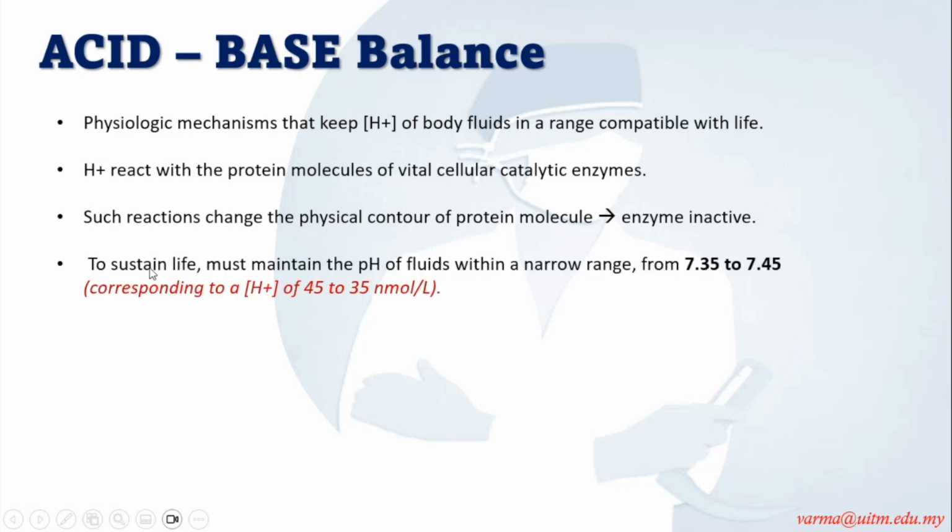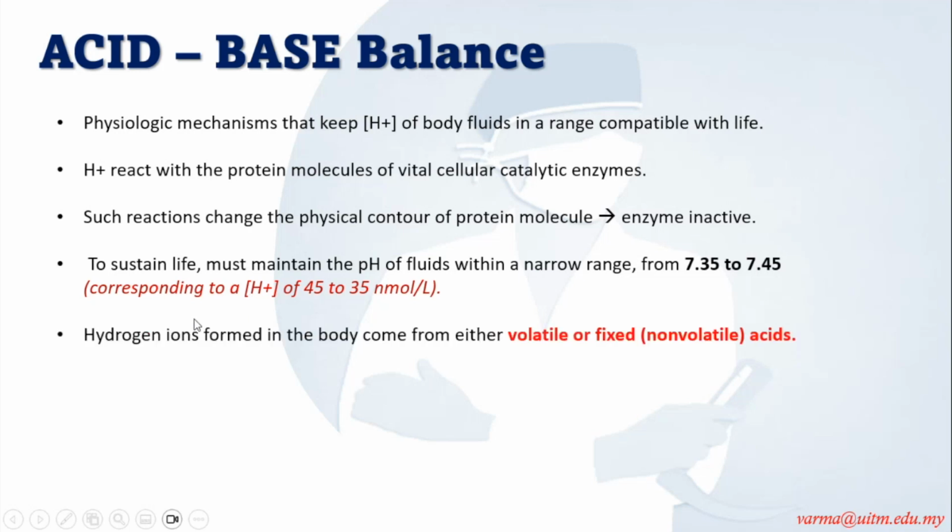To sustain life, we must maintain the pH of fluids within a narrow range, 7.35 to 7.45, corresponding to a hydrogen ion concentration of 45 to 35 nanomole per liter. Okay, this page is just an introduction. So acid-base balance is not an exam-oriented answer.